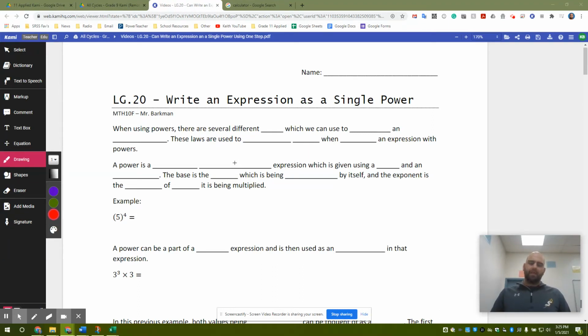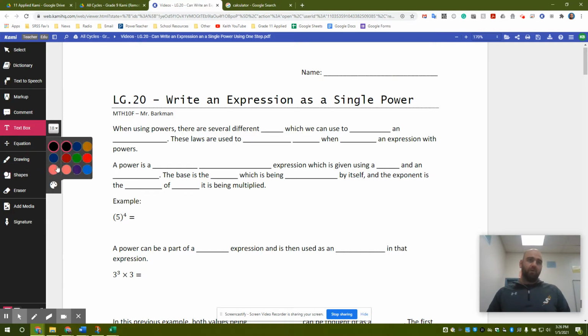Learning goal number 20 is going to be all about writing expressions as a single power. What we see sometimes is we have a power all by itself, and we can solve that using repeated multiplication. But every once in a while, we're going to have expressions where we have powers that we can put together and join into one individual power. Today we're going to take a look at a couple of laws that we have for that, and we're going to try to solve some questions based on that. Really, it's all about simplifying, and that's what we're going to be trying to do today.